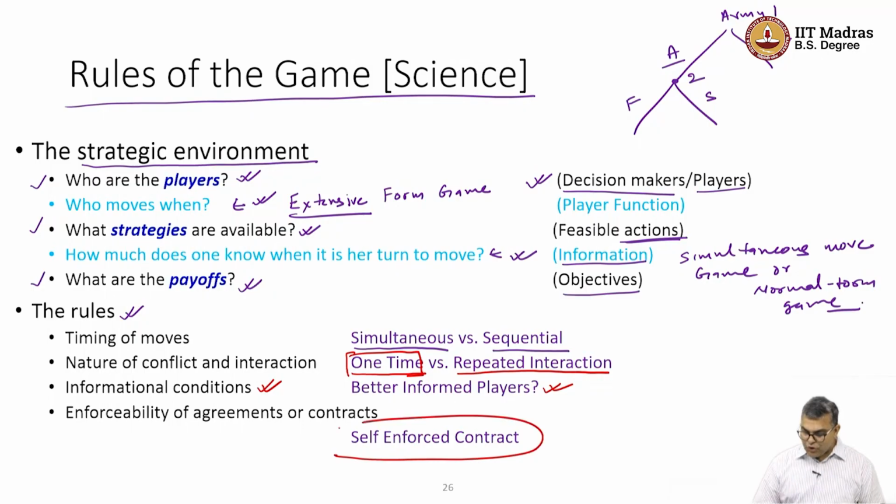For the time being, we are going to assume we are interested in only self-enforced contracts. The contract has no outside agency backing it. So, like in the prisoner's dilemma, we have already discussed earlier that if there is no outside agency, they both would end up confessing and they both would go to jail for 5 years instead of going to jail for only 1 year, which would have been better for both the players, but that is not the situation here.